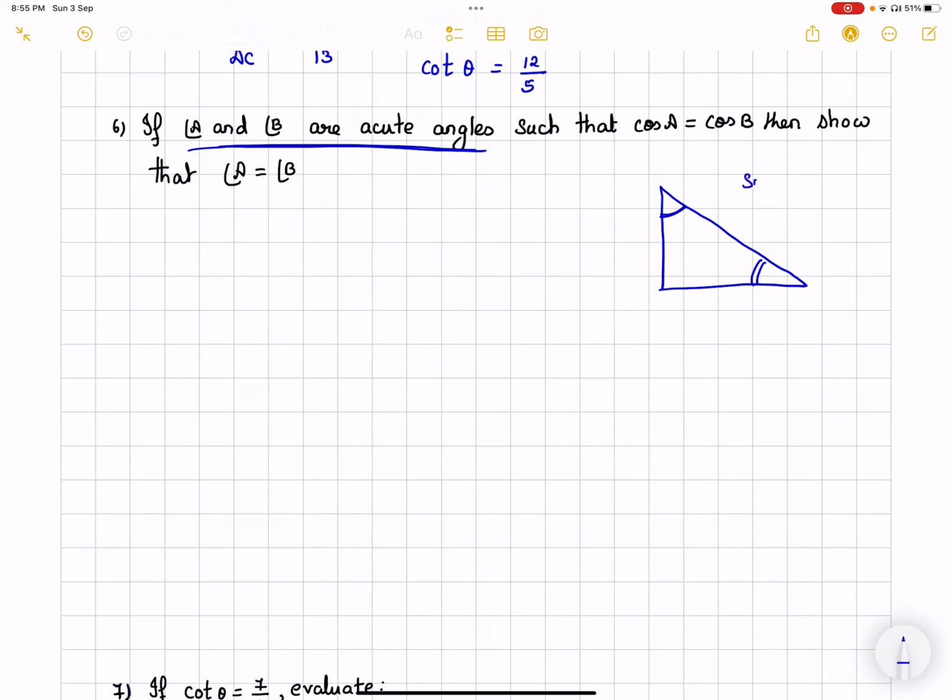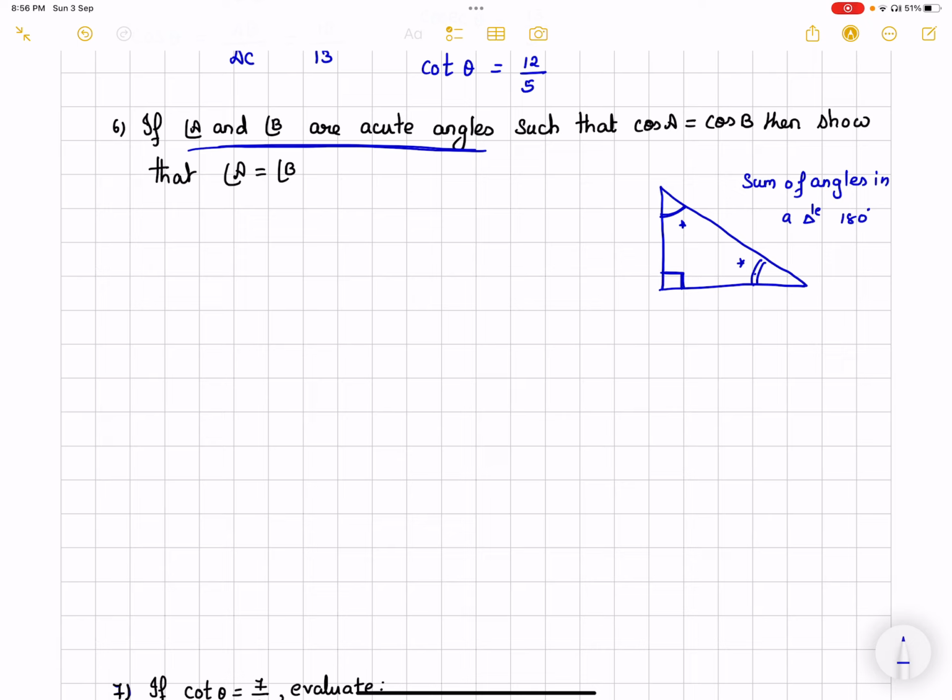We know the sum of angles in a triangle is 180 degrees. So if these two are acute, then two acute angles are participating. Acute angle means less than 90 degrees, so the third one has to be 90 degrees. Then only is it possible for it to be a triangle.